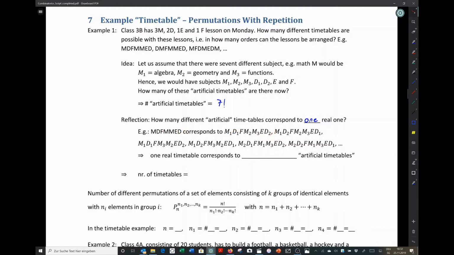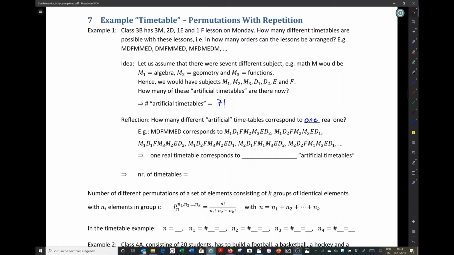Then also corresponding to the same real timetable would be if we had here still M1, but just switch the D2 and the D1 here. Or we get another timetable, we keep the D1 and D2 as we had it in the first example here, but we just switch the M2 and the M3. So this is another artificial timetable. Or we could also just do both the switches, so the M2 and the M3 have been switched, and D2 and D1 have been switched compared to this one, and so on and so on.